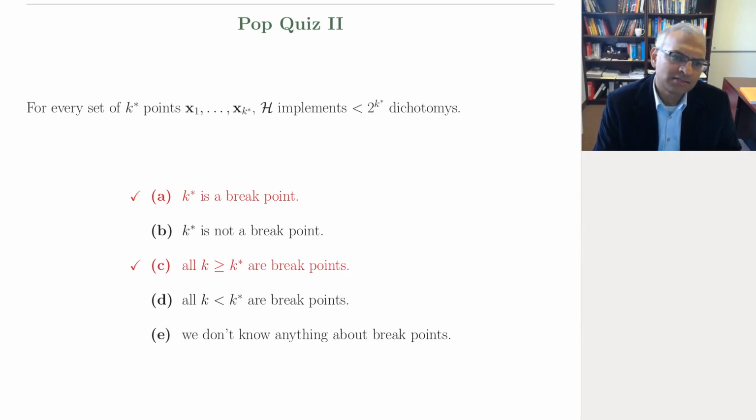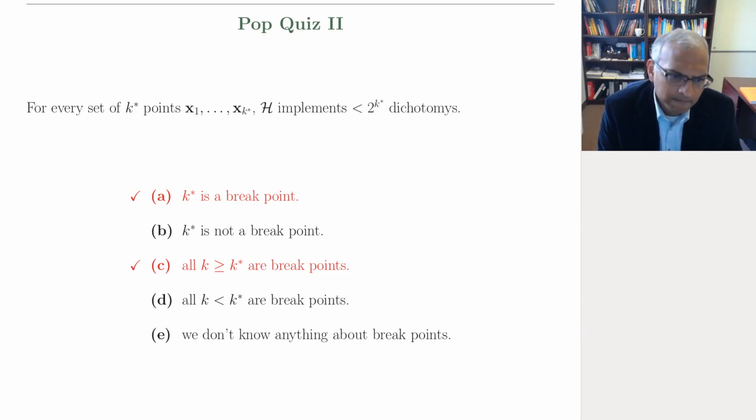Okay, if you answered A, k star is a breakpoint, you know what a breakpoint is. So that's the definition of a breakpoint. A breakpoint is a value for the number of data points, in this case k star, such that you have revealed a deficiency in your hypothesis set no matter what set of points you choose. So for every set of k points, it is the case that H cannot shatter that set of k points.